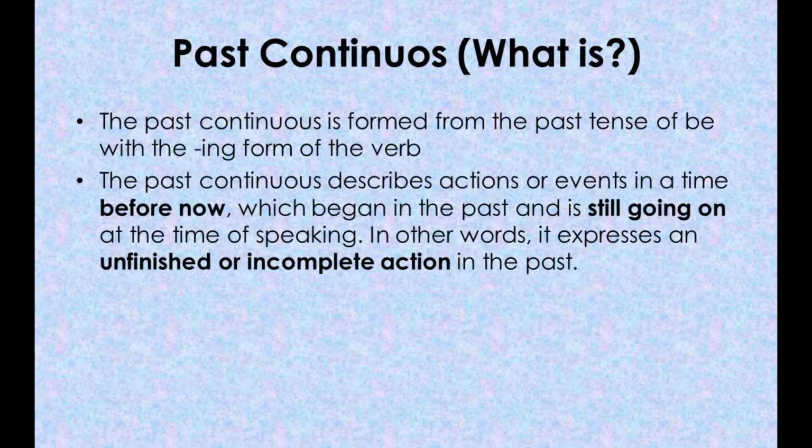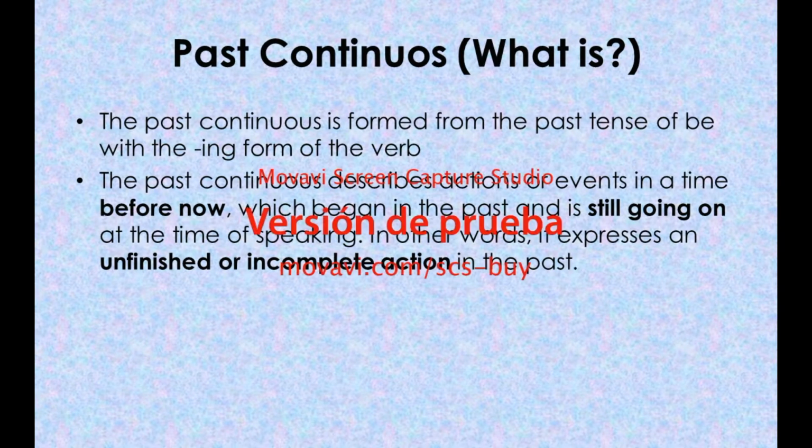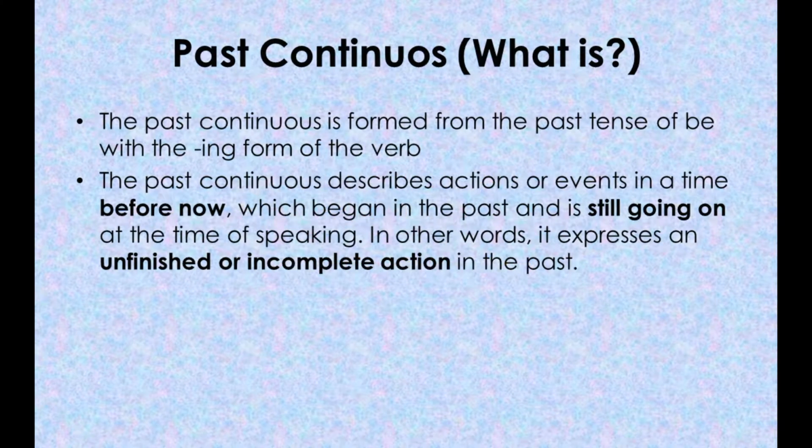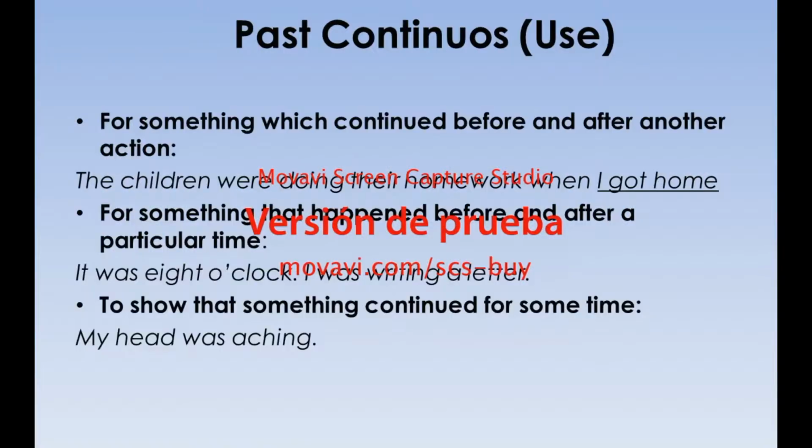First, we are going to see the past continuous. What is it? The past continuous is formed from the past tense of be with the -ing of the verb. The past continuous describes actions or events in a time before now, which began in the past and is still going at the time of speaking. In other words, it expresses an unfinished or incomplete action in the past.